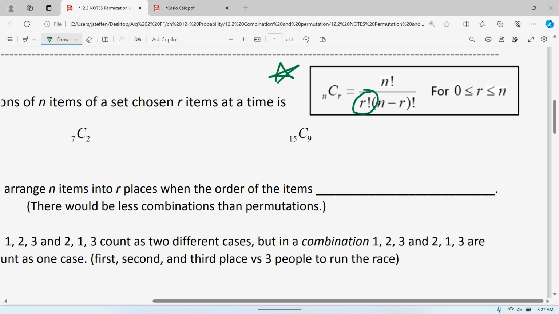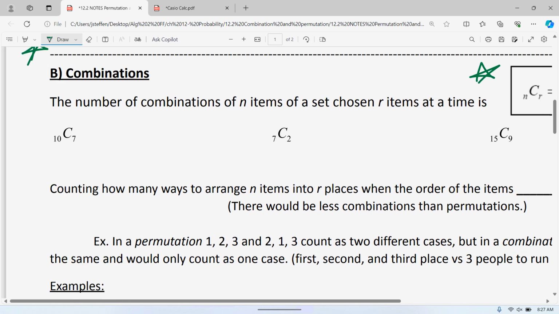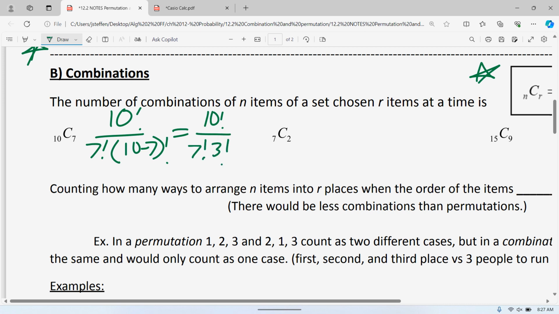So I'm going to show you a little bit of a shortcut. 10 combination 7 is how you would read that. It is 10 factorial over 7 factorial times 10 minus 7 factorial. Simplify that out. That is 10 factorial over 7 factorial times 3 factorial. Again, I don't care which one of those you show, you have to show me one.